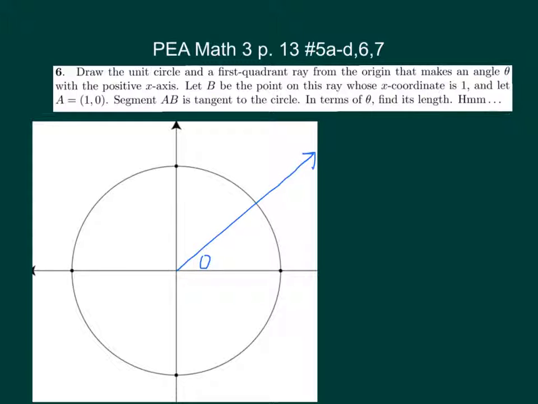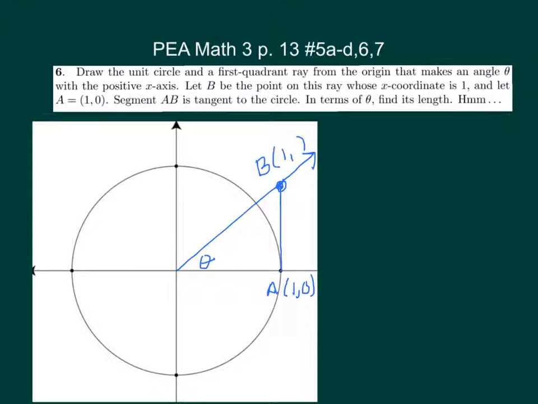This has angle theta. First quadrant ray. Now it says let point B be the point on the ray whose x-coordinate is 1. So we know that this is a unit circle. So this point right here is (1, 0). They actually call that A. So B with x-coordinate 1 would have to be directly above that. That would have to be B. That point would have to be 1 comma something. I don't know.